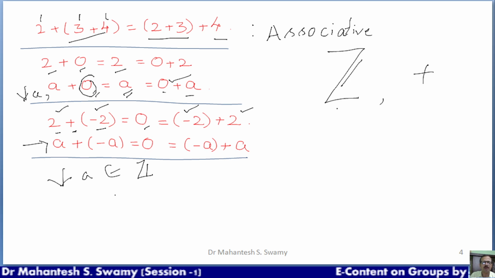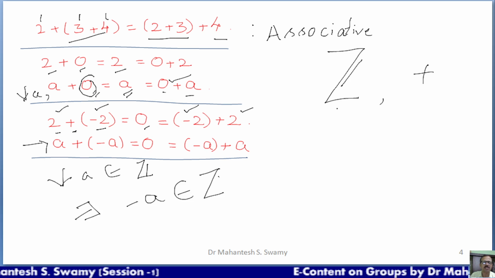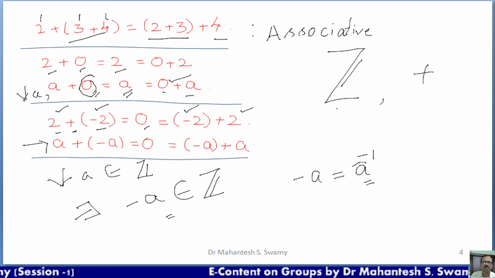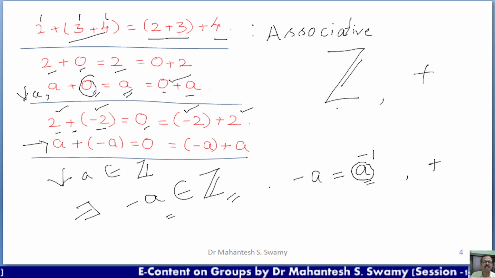So for every A belonging to Z, there exists an element minus A again in the set of integers. If such element is existing, we say that the inverse element is existing. So this minus A is called as inverse of A. It is denoted as A to the power minus 1. So read it as inverse of A with respect to the binary operation addition. So if inverse exists for every element of the given set Z, then we say that the inverse law is valid.